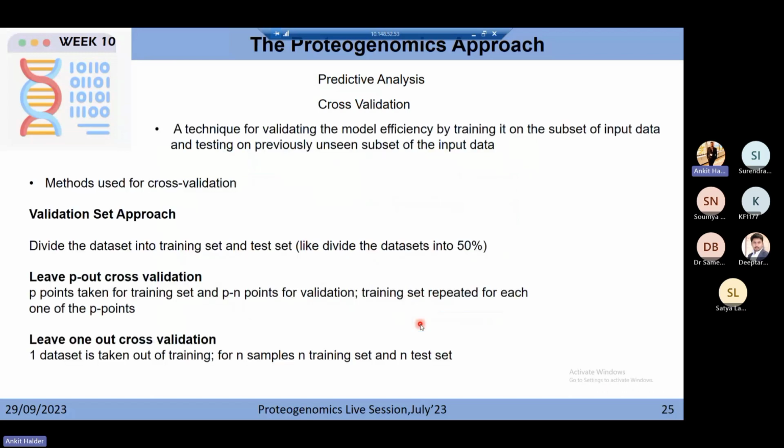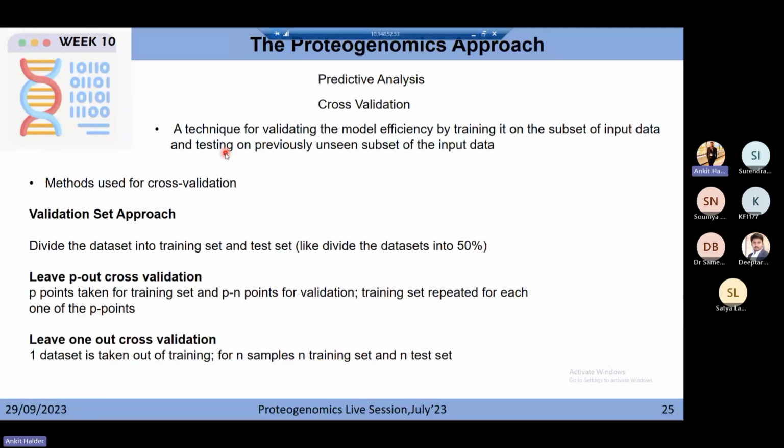So we'll be looking into it one by one. It is a technique for validating the model efficiency, if you go by the definition, by training it on a subset of input data and testing on a previously unseen subset of the input data. So what you are doing is that you have all the data sets, you divide them into a certain subset of data for training, and the unseen data set you try testing out.